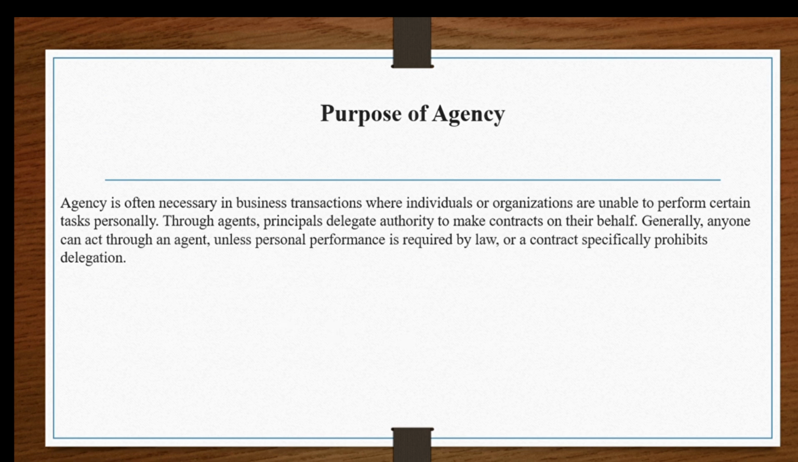Agency is often necessary in business transactions where individuals or organizations are unable to perform certain tasks personally. It's the reason why you see banks have agents. So in case you use an agent of Absa Bank and anything goes wrong, you will obviously blame Absa Bank, because those agents are acting on behalf of Absa Bank. So he who acts through another person acts himself. Agency is necessary where individuals or organizations are unable to perform some tasks personally. Like the bank can't have a branch in every corner, so they decide to engage those agents so that they can do some activities or transactions in locations where they can't reach.